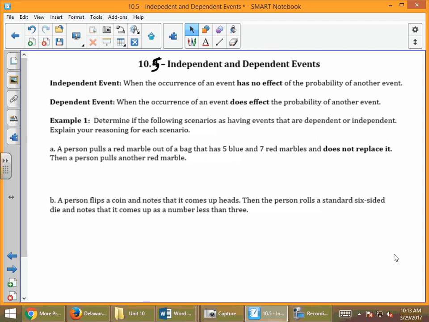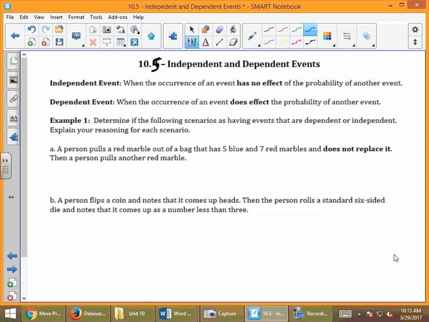Maybe there's really no relation. Event A has nothing to do with event B. It's not affecting it at all. That's independent. Dependent, there is some sort of effect. Something's changing. Event A changes the outcome of event B. How I like to think about it: with independent events, the probability doesn't change. Nothing changes. Everything stays the same throughout. With dependent events, the probability is changing. That's how I like to decipher.